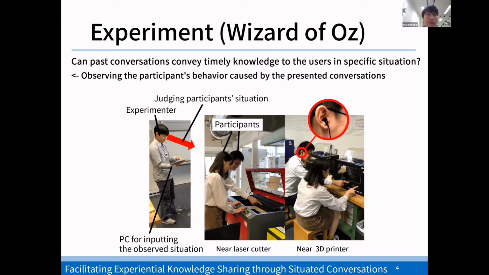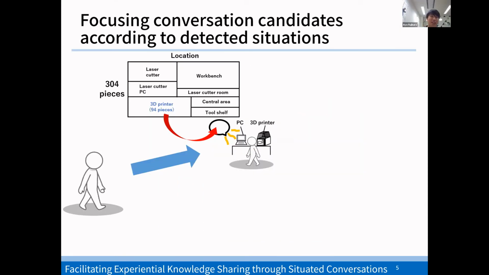We asked pairs of participants working in the digital fabrication studio. We experimentally observed their behaviors and judged the changes of contextual information, that is, location, attention targets, and hand operations, and input them into the system. One of the participants wore a wireless earphone for hearing the voices presented according to their situation during their work together. Although the sensing of contextual information was done manually, retrieving and presenting conversations according to the current situation was automated.